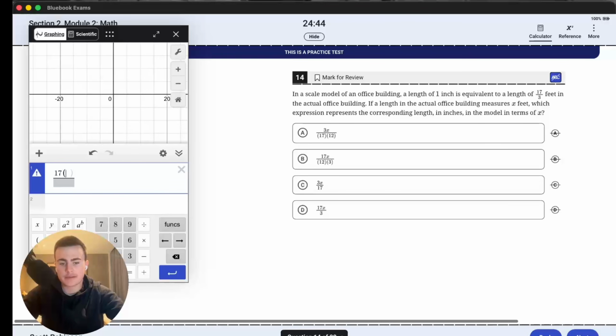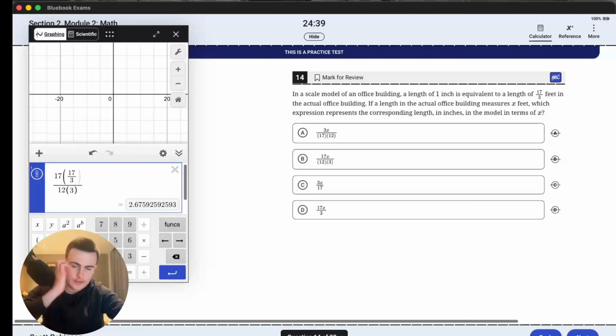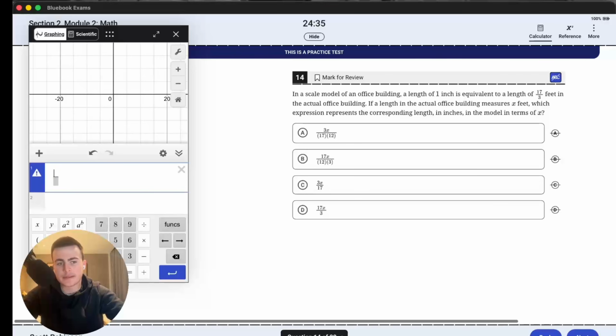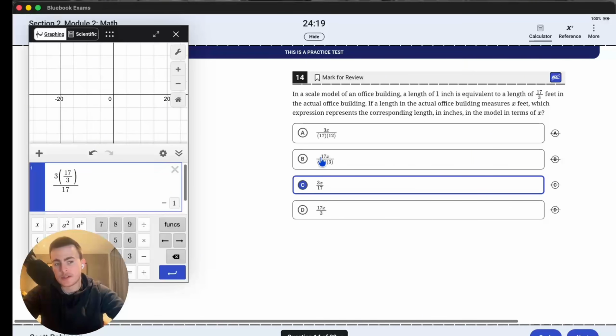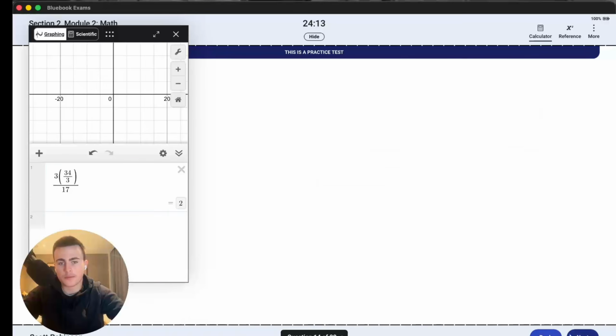B is going to be 17 times 17/3, and then 12 times 3. This is not 1, so it can't be B. It's probably just going to be C here just by eyeballing it, but 3 times 17/3, and then 17. So it's equal to 1, which is what we're looking for, so it's just C. That's it. And then, little trick, 2 inches would be 34/3 feet, which means if I plug 34/3, I should get 2. And it still works, so it's pretty cool.